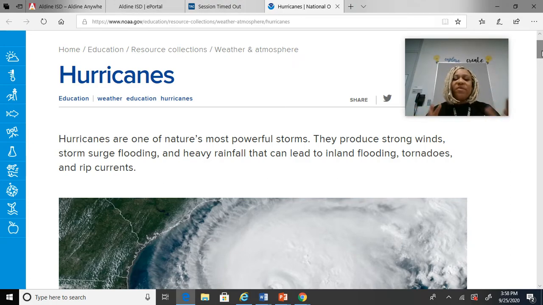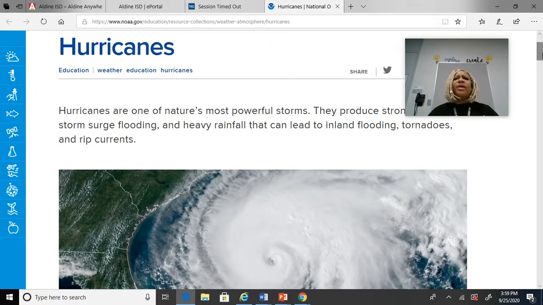Hurricanes are one of nature's most powerful storms. They produce strong winds, storm surge flooding, and heavy rainfall that can lead to inland flooding, tornadoes, and rip currents. They say that hurricanes are more dangerous than tornadoes because hurricanes bring a lot of rain, a lot of flooding. Some people may have the opinion that a tornado is worse because look at all the damage it caused. But hurricanes cause damage too.